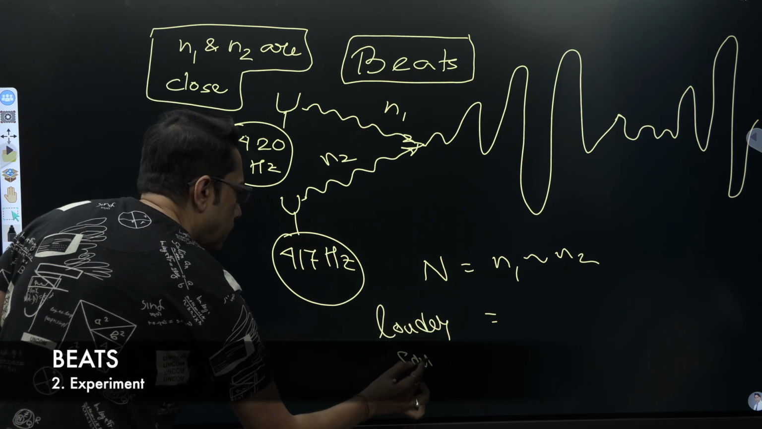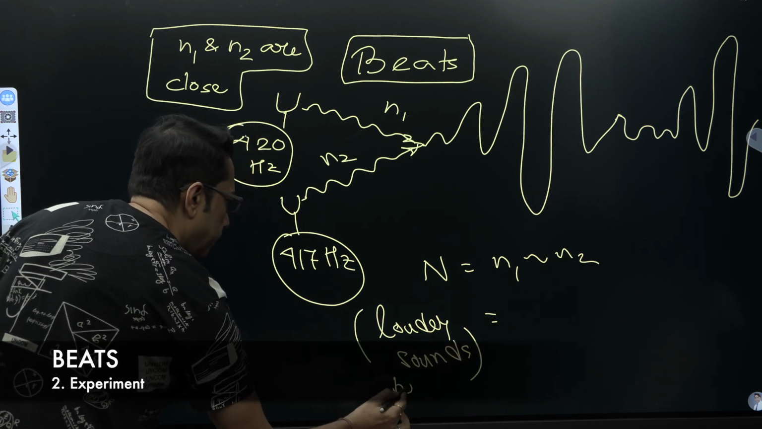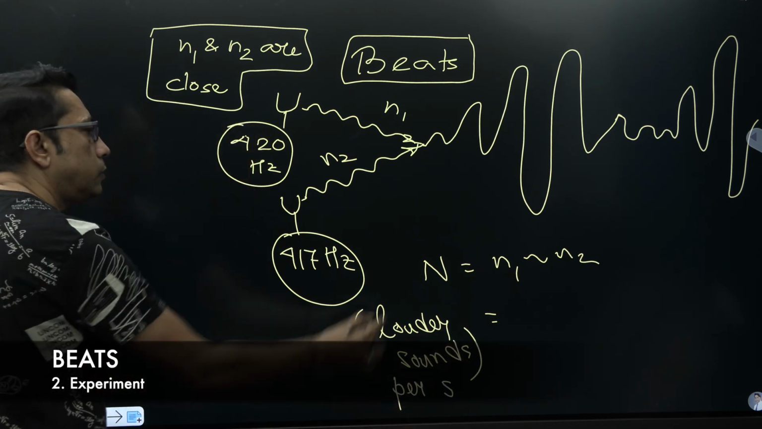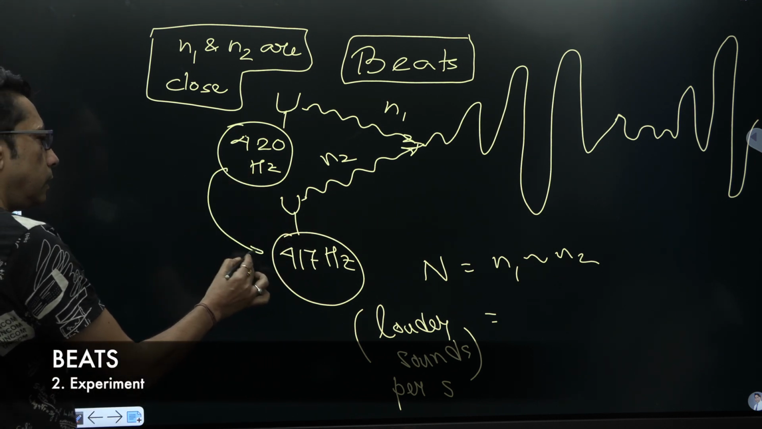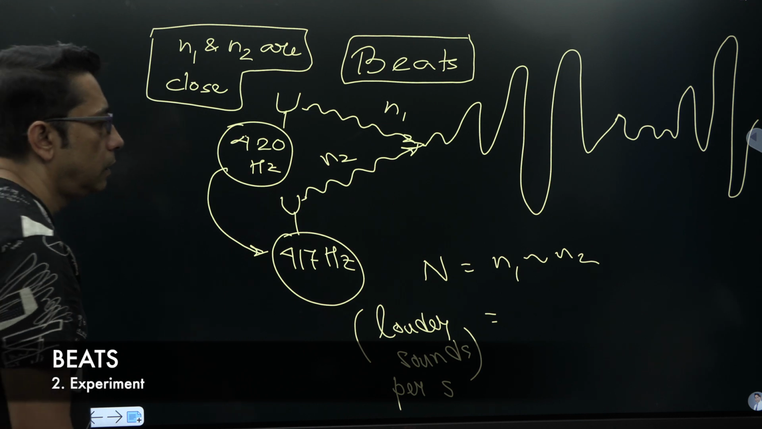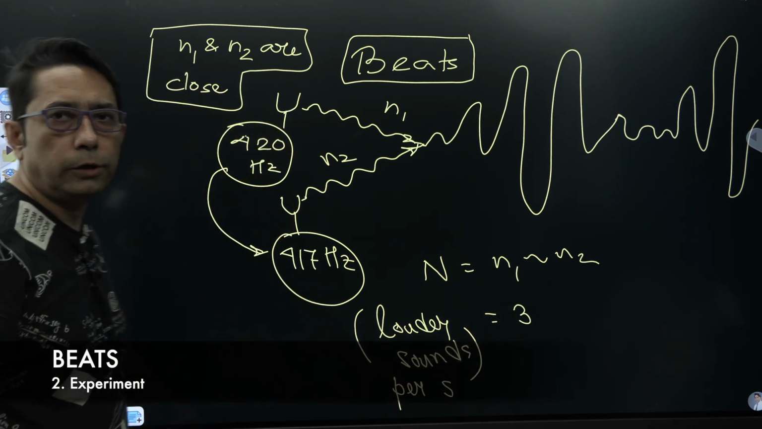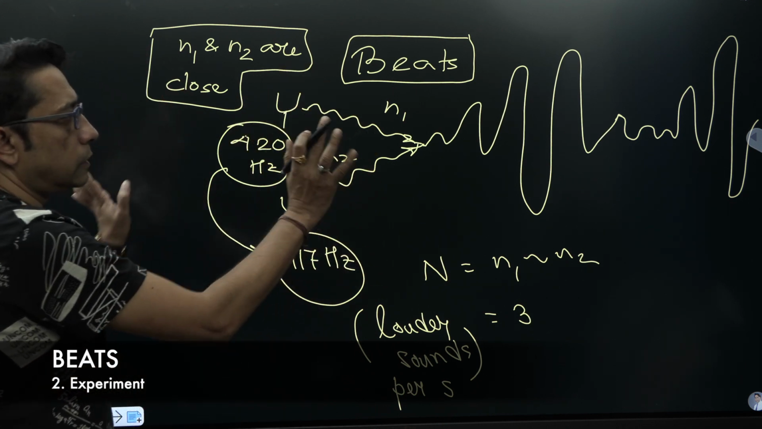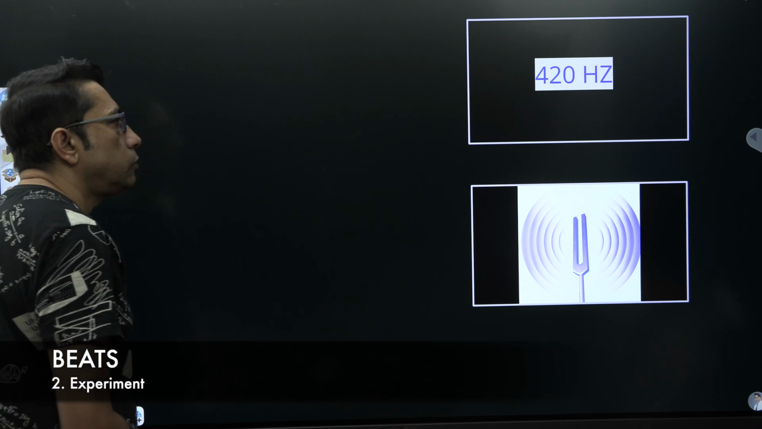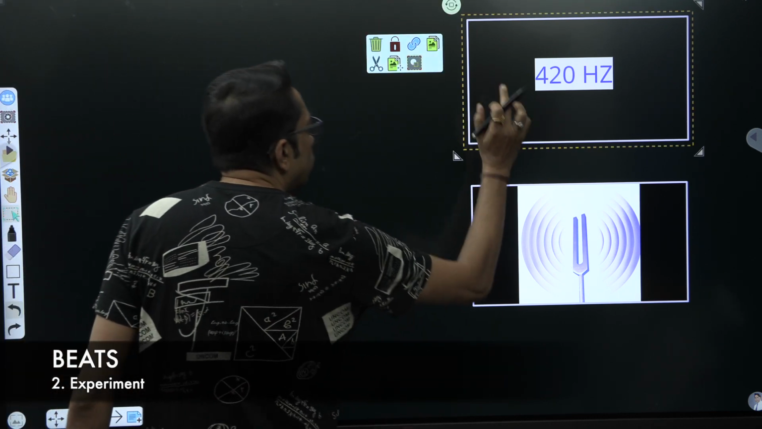Louder sounds heard per second is called the number of beats. The number of beats here, the difference being 3, would be 3. Now to understand what has been discussed, let me go back to a page. I have done something for you. Let's enjoy this.